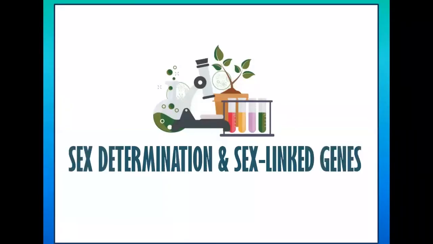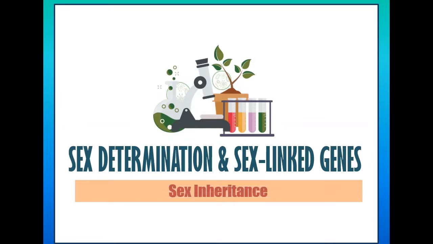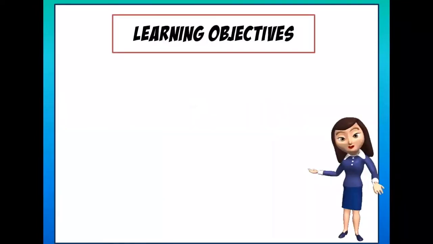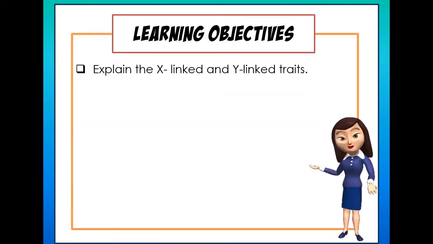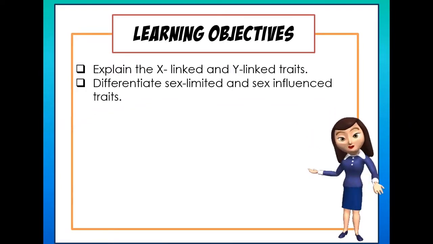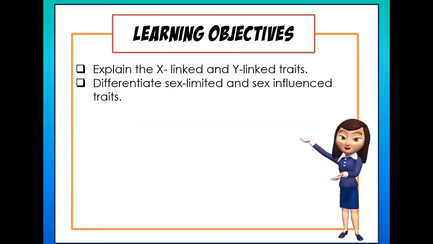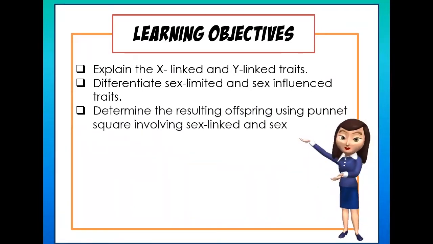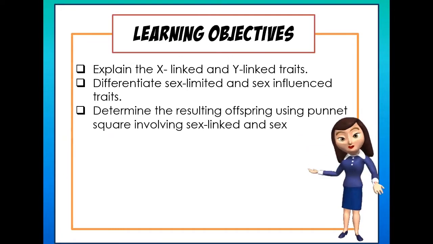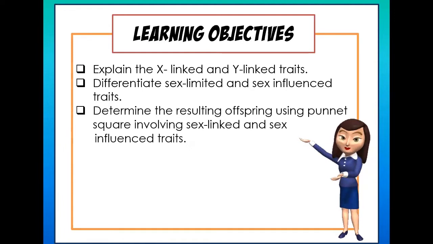Good day, class. Our topic for today is sex determination and sex-linked genes, but our focus has something to do with sex inheritance. Here are the learning objectives. First, explain the X-linked and Y-linked traits. Second, differentiate sex-limited and sex-influenced traits. And lastly, determine the resulting offspring using Punnett square involving sex-linked and sex-influence traits.